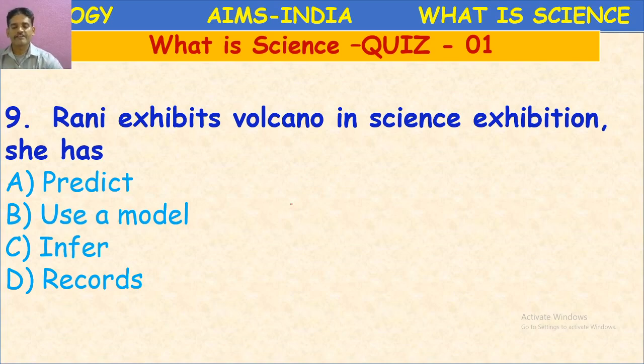So nowadays the skills are very, very important in every field. So what is that skill here? Predict, use model, infer, records. So volcano model she used. So the answer is B. Okay, most of you are correct. You have answered correctly. Good. Use a model. So your teacher also, to explain about the digestive system, used some model to demonstrate the digestive system in the class. Okay? Using a model is a skill.